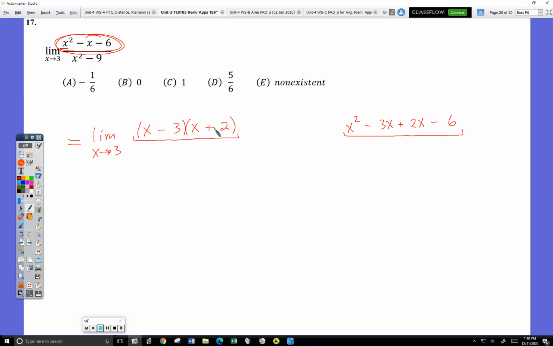You good with that? Yeah. How does the bottom factor? That's x plus 3 and x minus 3.